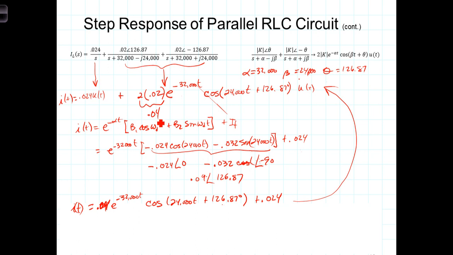And what we see is that this and this are exactly equivalent to each other. Amplitude of 0.04 times e to the minus 32,000 t cosine of 24,000 t plus 126.87 degrees times u of t for the oscillating term, and then the final term is the 0.024 u of t. And so we get a nice feeling inside when the Laplace technique yields the same result we got using traditional differential equations techniques to analyze these circuits.